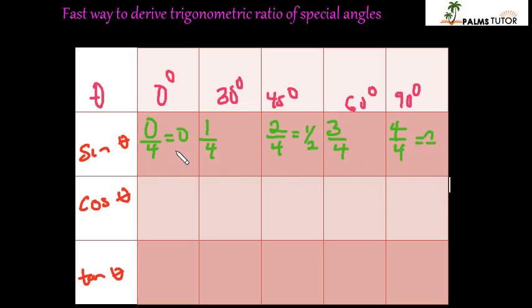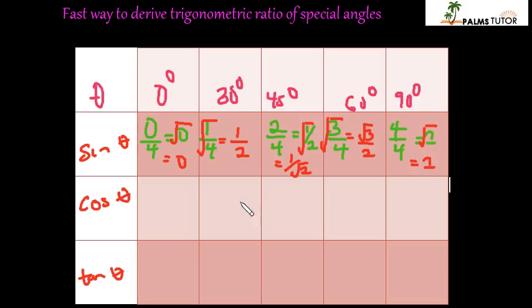Then find the square root of these answers. The square root of 0 equals 0. The square root of 1 over 4 equals 1 over 2. The square root of 1 over 2 equals 1 over root 2. The square root of 3 over 4 equals root 3 over 2. And the square root of 1 equals 1. And these are your values: sine 0 is 0, sine 30 is 1 over 2, sine 45 is 1 over root 2, sine 60 is root 3 over 2, and sine 90 degrees is 1.